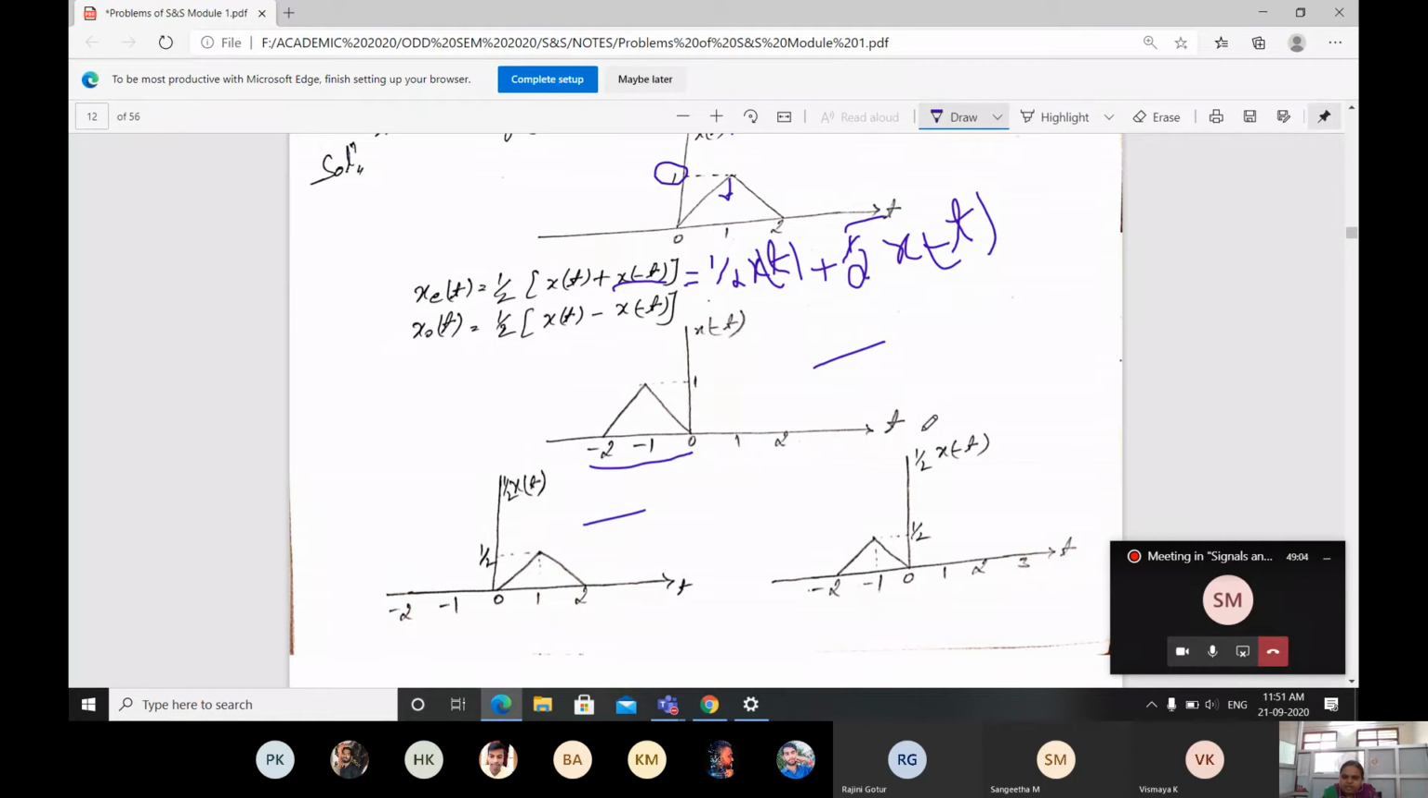Then this is for the x of minus t signal. Here if I multiply by 1 by 2, again the same signal is going to decrease. Instead of 1 it is going to decrease by half. This is the signal you will be getting, that is 1 by 2 x of t and 1 by 2 x of minus t. Then what you have to do? We have to add these two signals.